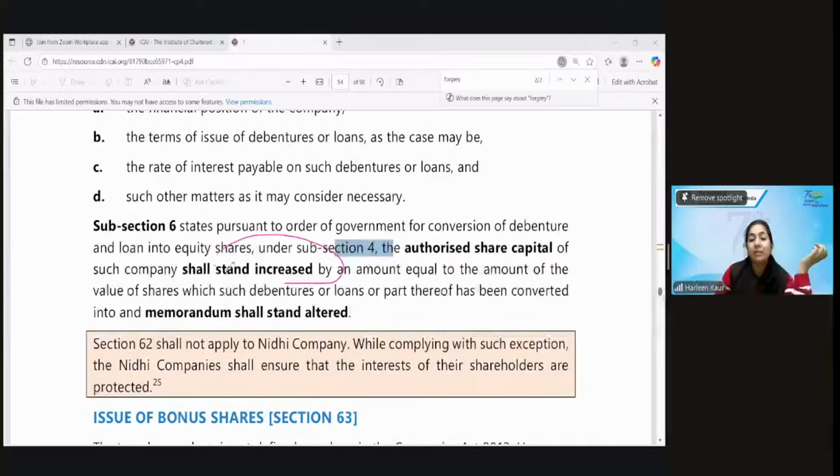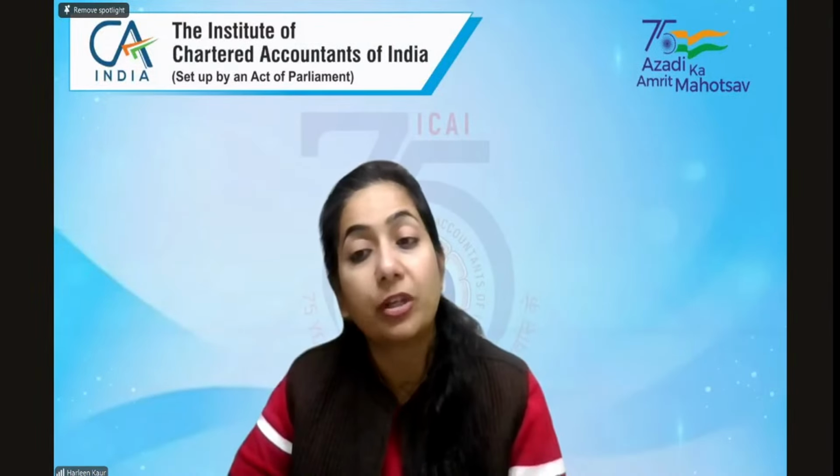Authorized share capital will increase by an amount equal to the value of shares and debentures that have been converted, and the memorandum shall stand altered. Very important. That means my MOA now needs to get altered. So the alteration will be the same as you have done.